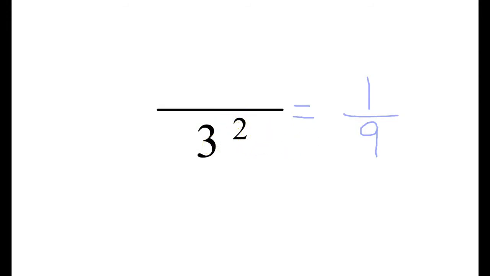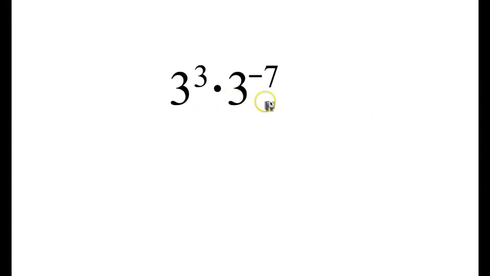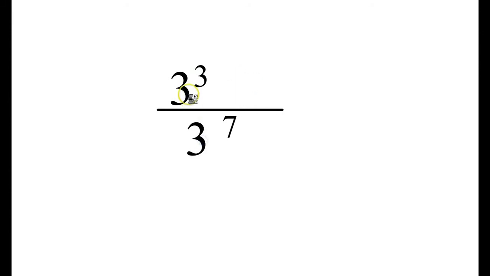All right. Well, let's take a look at a little bit tougher example. Here's one. I have 3 cubed times 3 to the negative 7th power. A couple ways we can do this. First, let's go ahead and visualize this. If I make this a fraction bar, I can say this 3 cubed means 3 multiplied by 3 times. Well, this is divide 3 7 times. So I'm going to drop that down into the denominator.